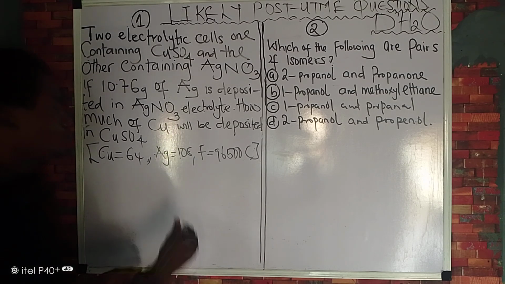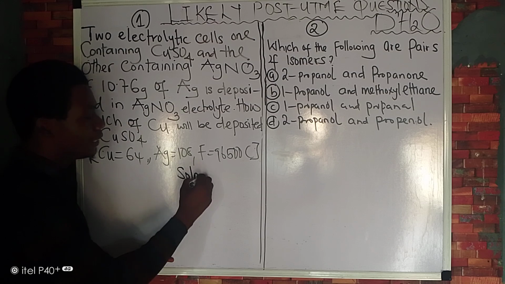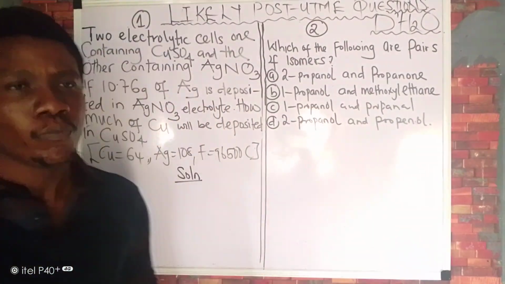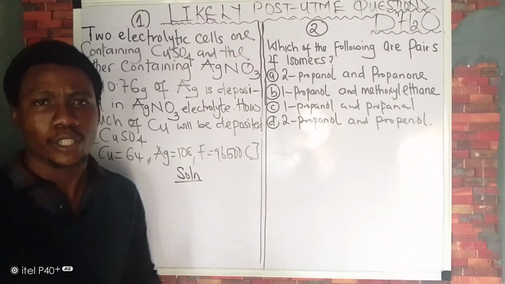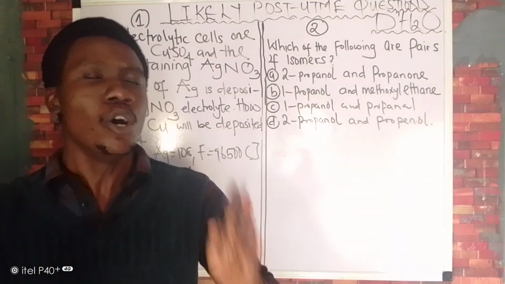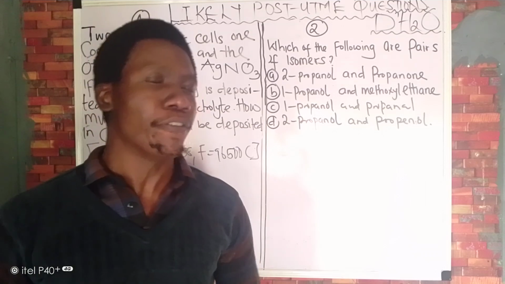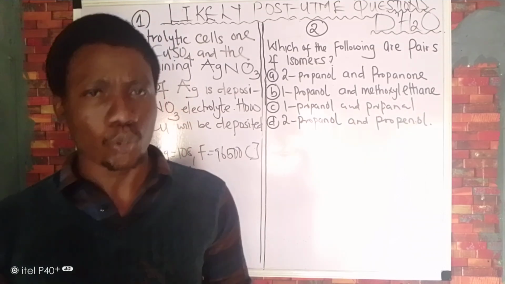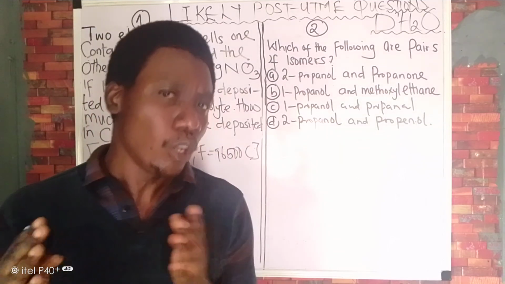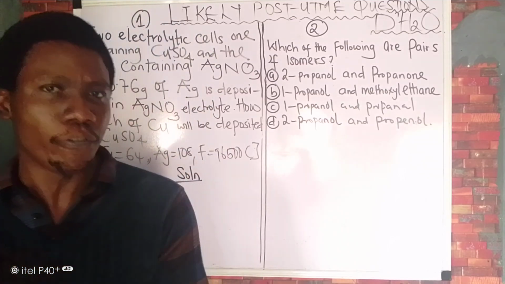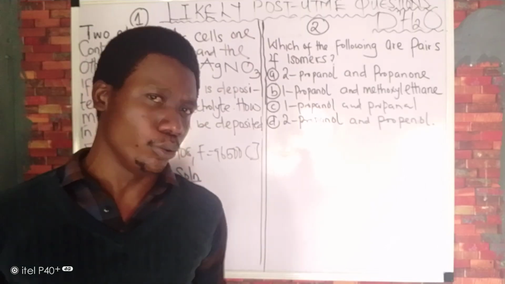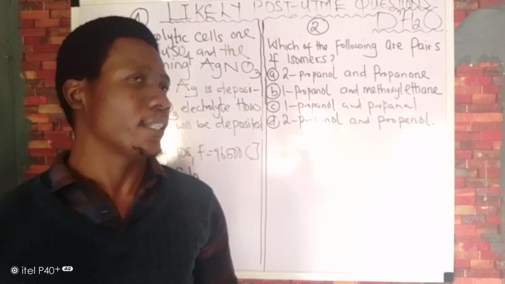First of all, you must identify the fact that the question is from electrolysis, okay? And the calculation in electrolysis boils down to Faraday's first and second law of electrolysis. Faraday's first law has to do with just one electrolyte. But in Faraday's second law of electrolysis, you have more than one electrolyte. It can be 2, it can be 3, as the case may be.